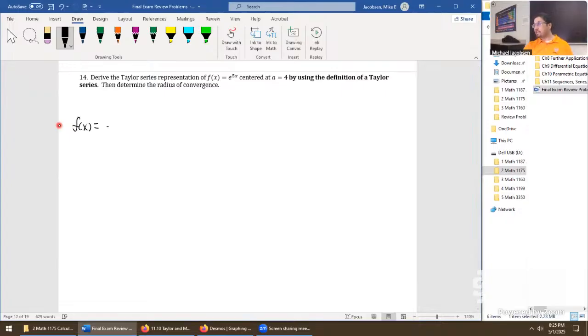F of x is e power 5x, and then do f at the center. Center we set to 4. So that's going to be e power 20. Now we start differentiating with the goal of trying to find some pattern here.